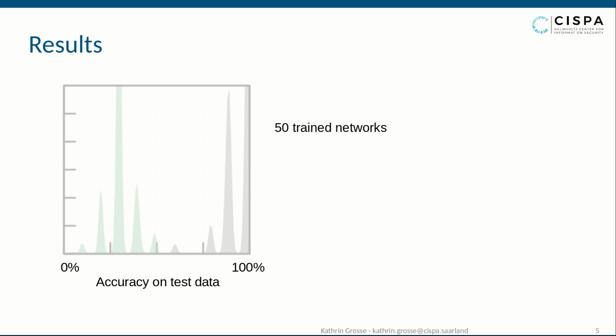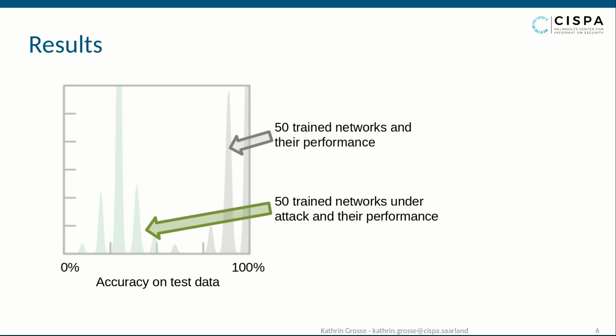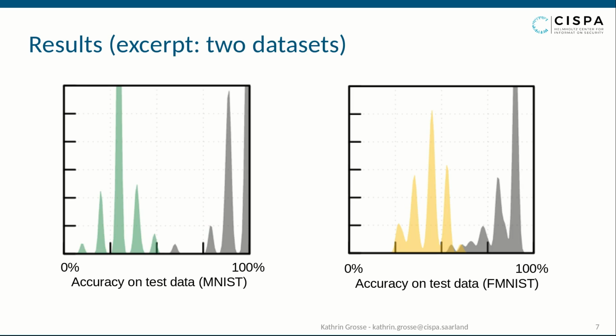And to compare the attack with the benign networks, here in gray is the accuracy for the 50 benign networks, and then we compare that with the accuracy of the networks which have been tampered with. Here we show these results for MNIST and for Fashion MNIST, and you see in both cases the accuracy is greatly reduced if the network is under attack. Now you might say, correctly, that this is probably a bit odd because we all know how much accuracy you can get on MNIST, but if you think about applications where you do not know how high the accuracy is potentially on your data set, then this is actually a big problem.